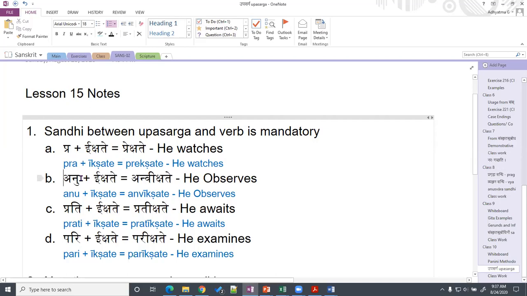If you add the word anu, it becomes anvikshate. O plus e becomes v. Yan sandhi. Okara followed by ikara becomes vakara. Anvikshate, he observes. Then if you use the word prati as a prefix, pratikshate, he awaits. And pari, if you add, it becomes he examines. So you can see there is some connection in the meanings, but meaning changes. And in some cases, the meaning doesn't change.